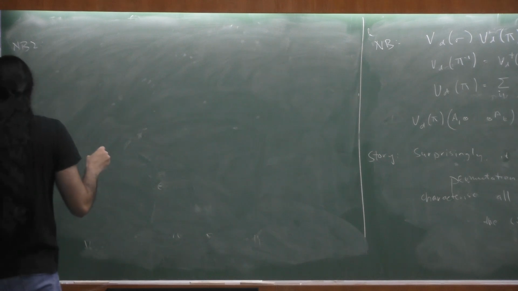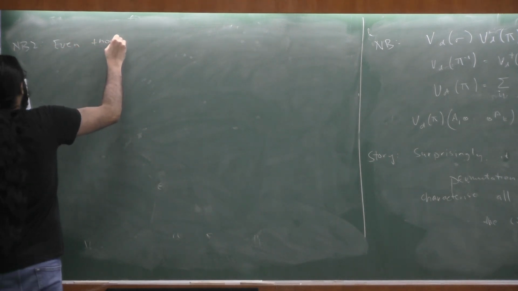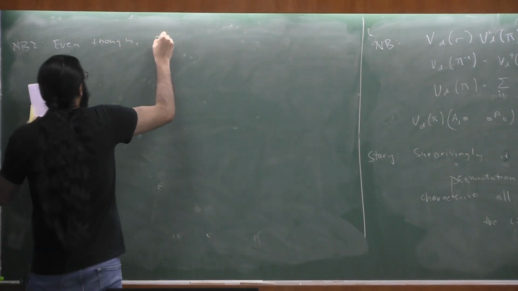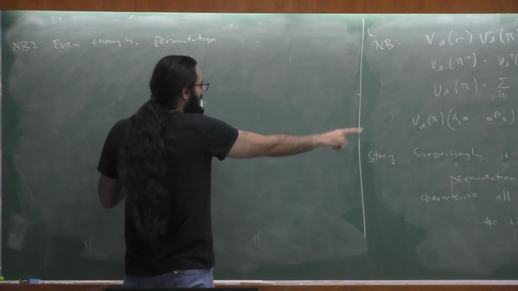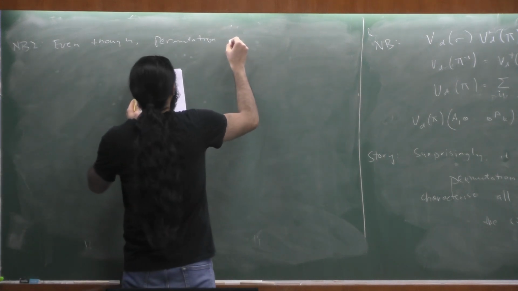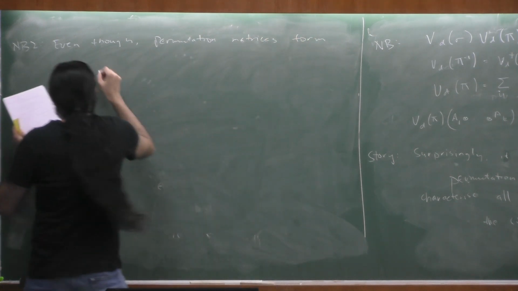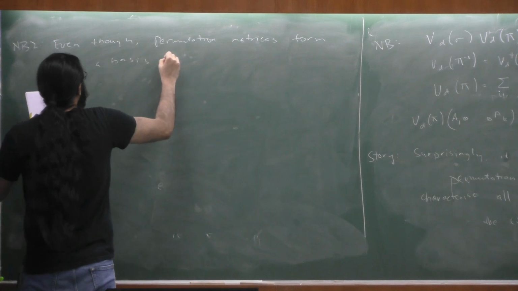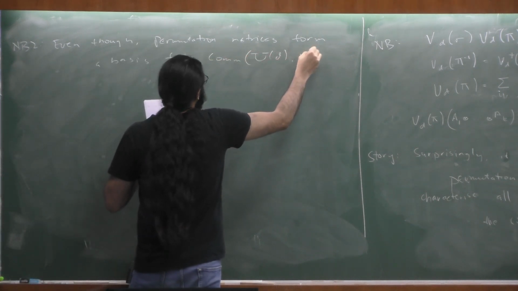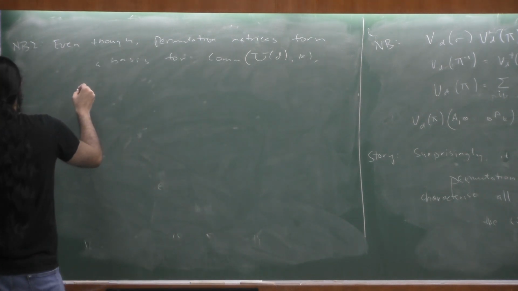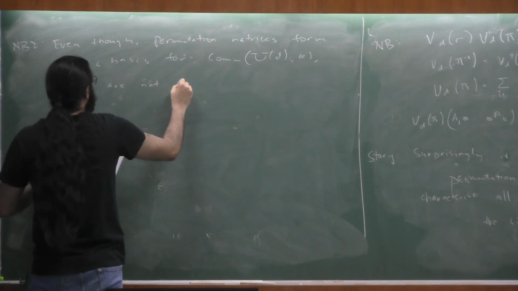Okay, so it's important to note that even though permutation matrices, using the Schur-Weil duality theorem statement, form a basis for the commutant, they are not orthonormal in the Hilbert-Schmidt inner product.